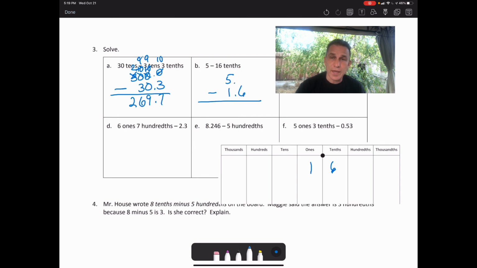They want me to take away 6 tenths, but I don't have any tenths there. So what I'm going to do is I'm going to take one of my ones. So there's 4 ones left. I'm going to take that 1 that I took and unbundle it into 10 tenths. Now I have 10 tenths minus 6 tenths, which is 4 tenths left. I have 4 ones minus 1 one, which is 3 ones.